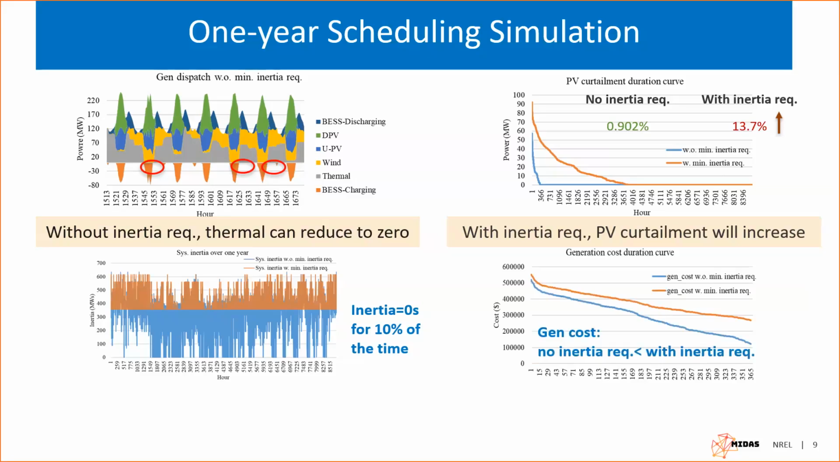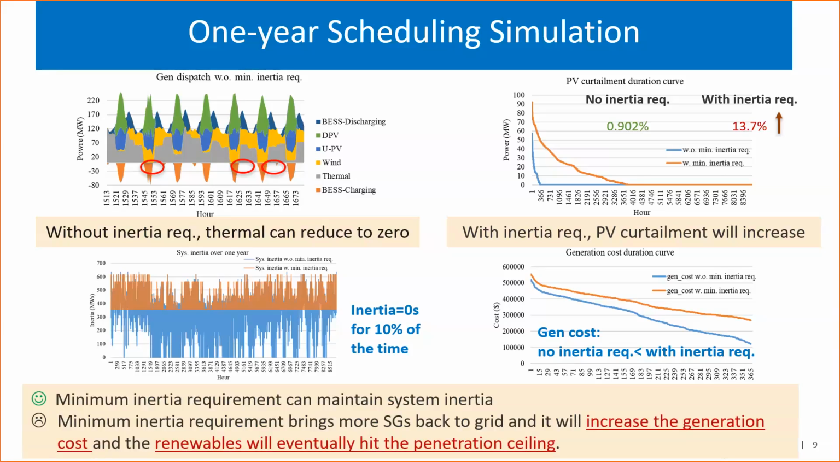Last is the generation cost. Obviously, the generation cost will be higher than the no inertia cases, because in order to maintain the minimum inertia, it will bring more costly synchronous generators back to the grid and give up some free solar. This will make the renewable eventually hit the penetration ceilings. So in this case, we need to revisit the fixed inertia requirement solution. Is there any limitation to using the fixed inertia method?